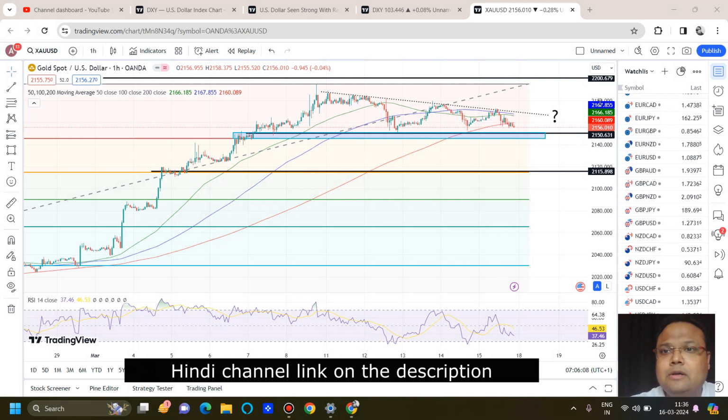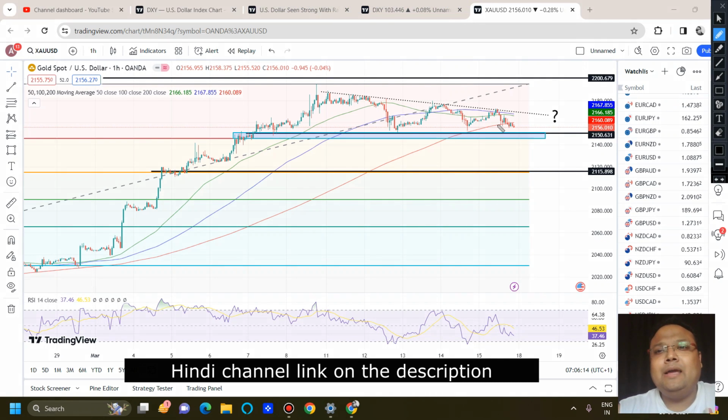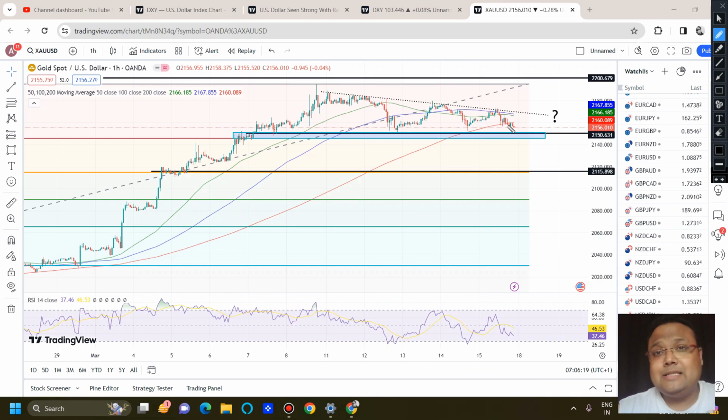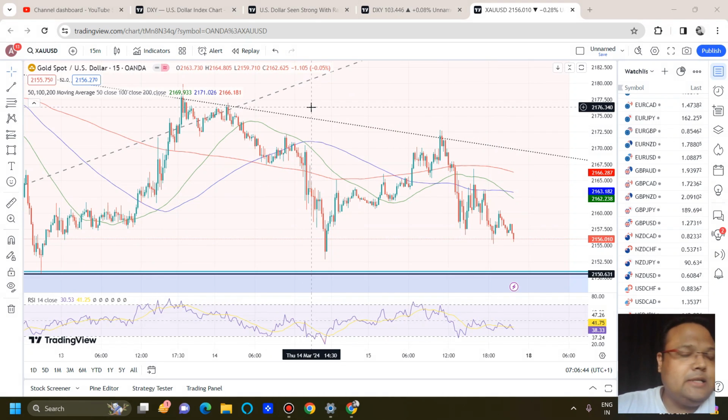And if the descending triangle pattern doesn't work, if market starts going up, in that case you can look for a buy above 2175, 2180. And yes, as I said, there's a high chance that market will break 2200 this time, and it will head towards 2250, 2300. And sadly, this is the reality right now.